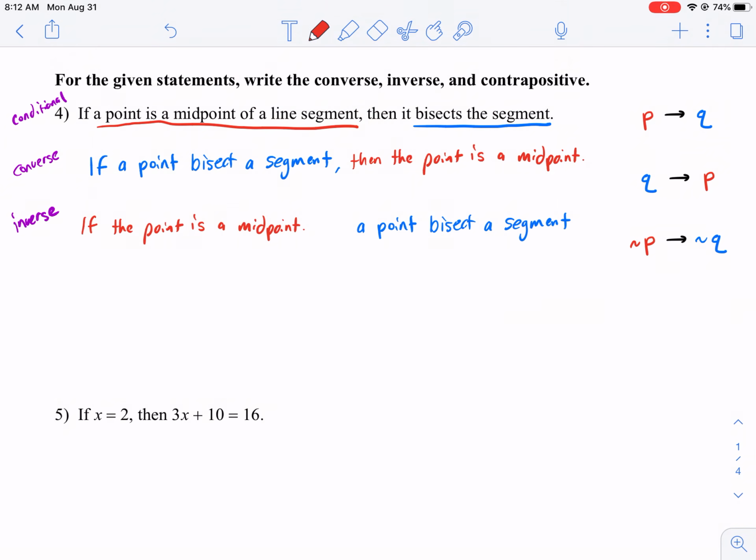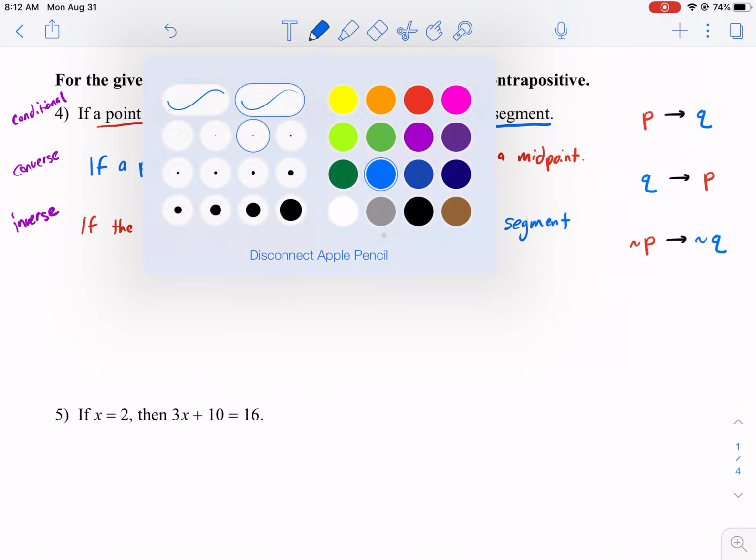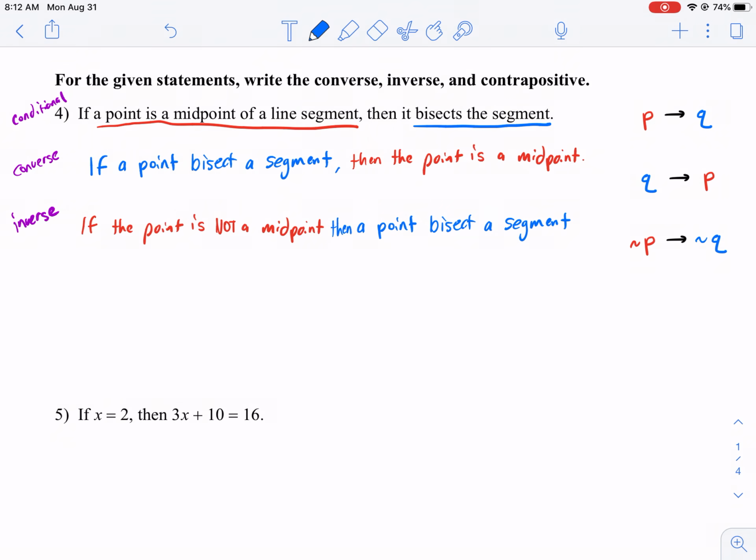If the point is not a midpoint, we have to add the word "not" because we're using negation. That's what that little squiggly line means. If it is not a midpoint, and now we're going to add the word "then," and again we're going to say "not." Then a point does not, we'll say, bisect a segment.